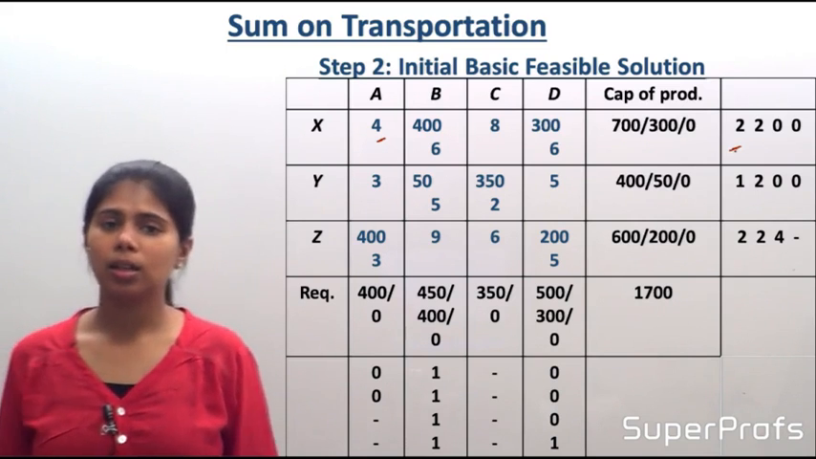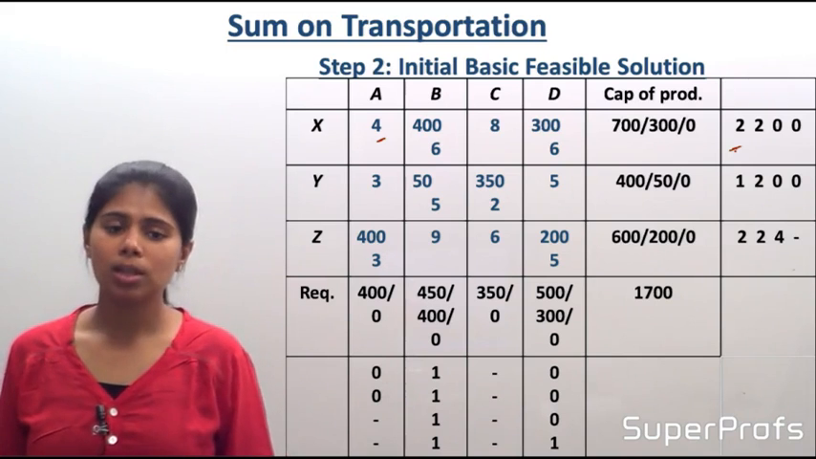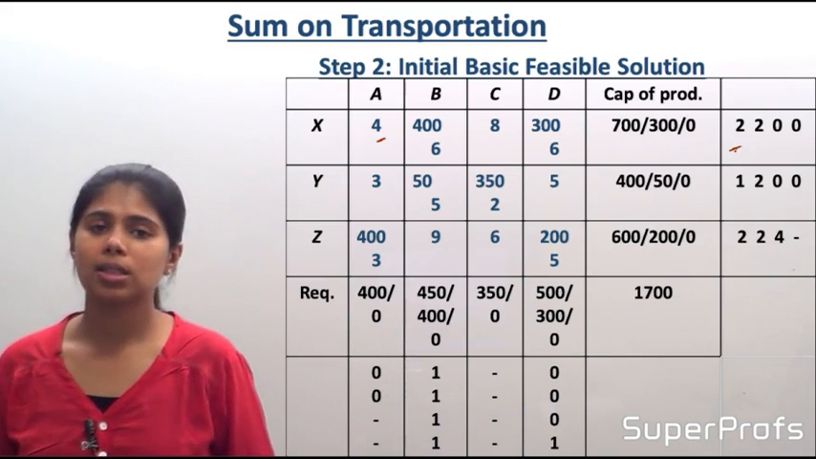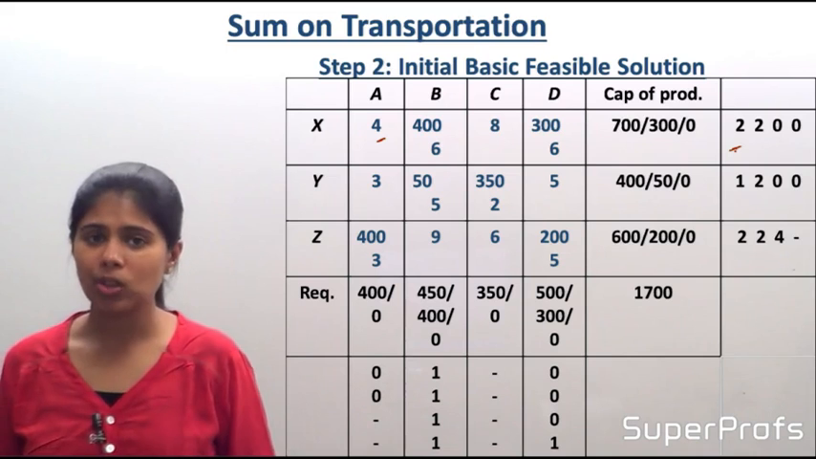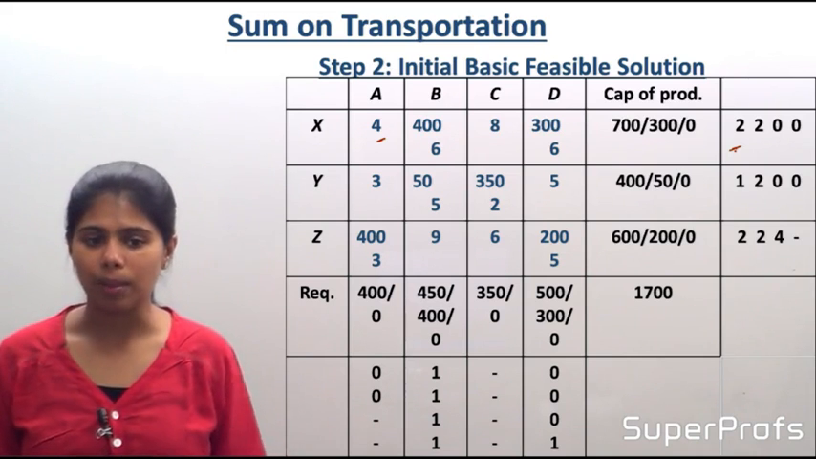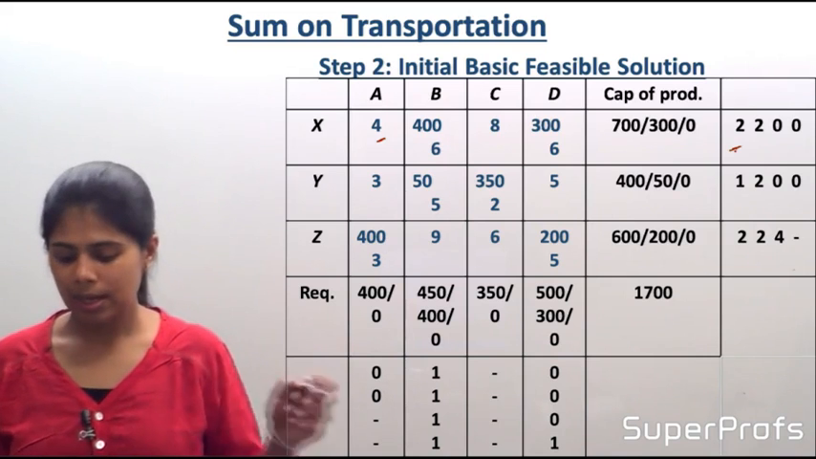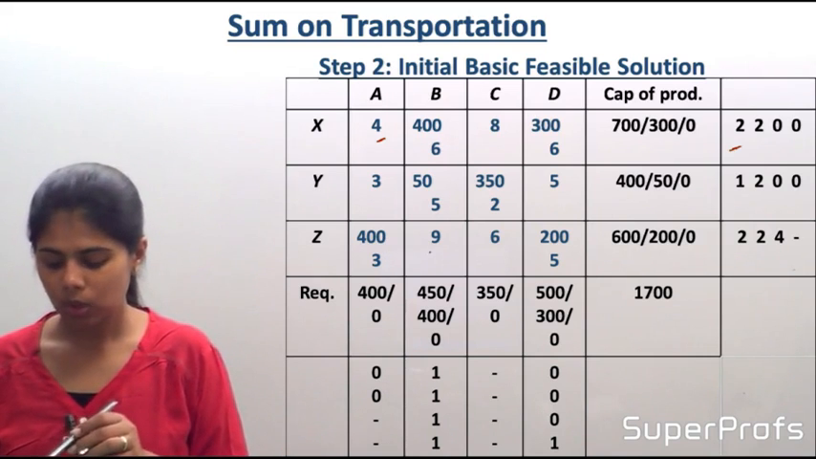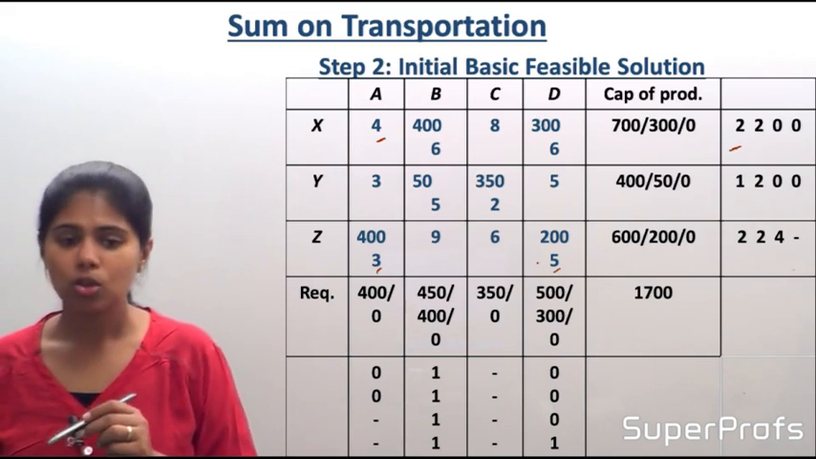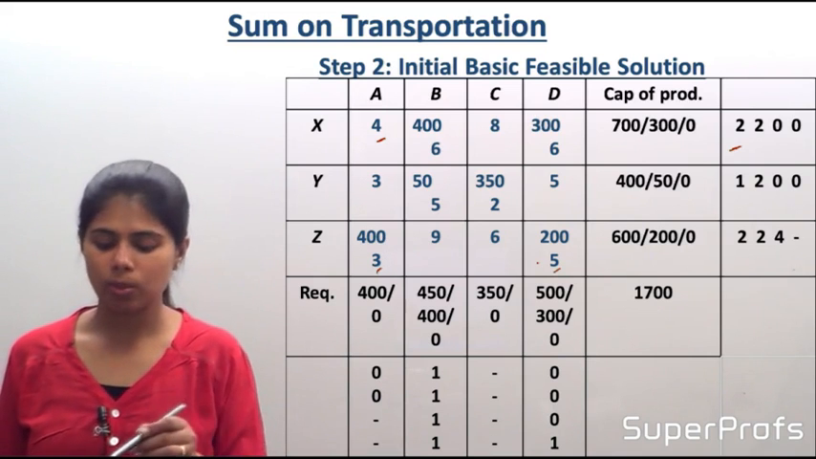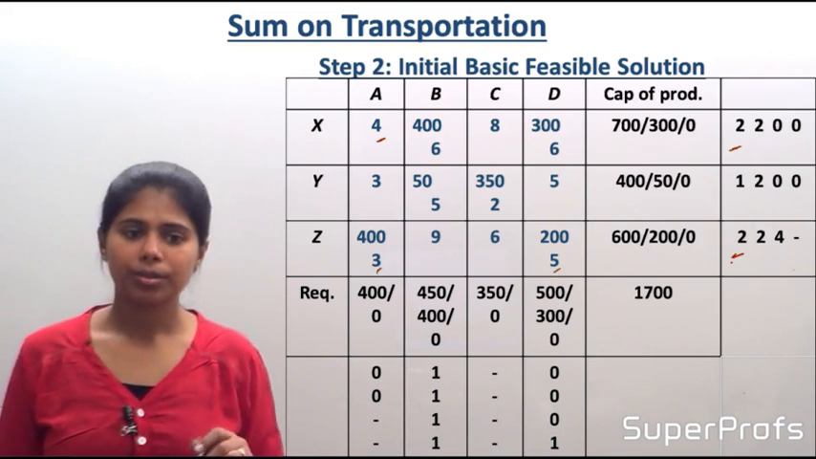Then in the next row, the smallest number is 2 and the second smallest number is 3. So the difference between 3 and 2 is 1. In the next row, the smallest number is 3 and the second smallest is 5. So the difference is 2 and that is what is written over here. Fine.